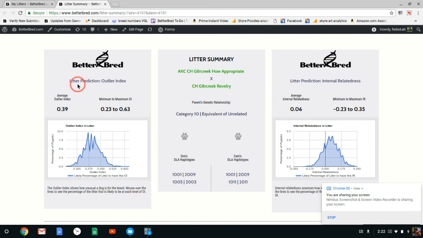The outlier index is falling right about where the breed average is, so that's good. And minimum to maximum, that's fairly good to me. I like to see a lot of the breeding above 0.3, just because when we go below 0.3, you're starting to head towards a bottleneck. So I like the look of this. And again, their DLA types are fairly diverse. 25% of the puppies would be homozygous, but the other ones would be diverse.